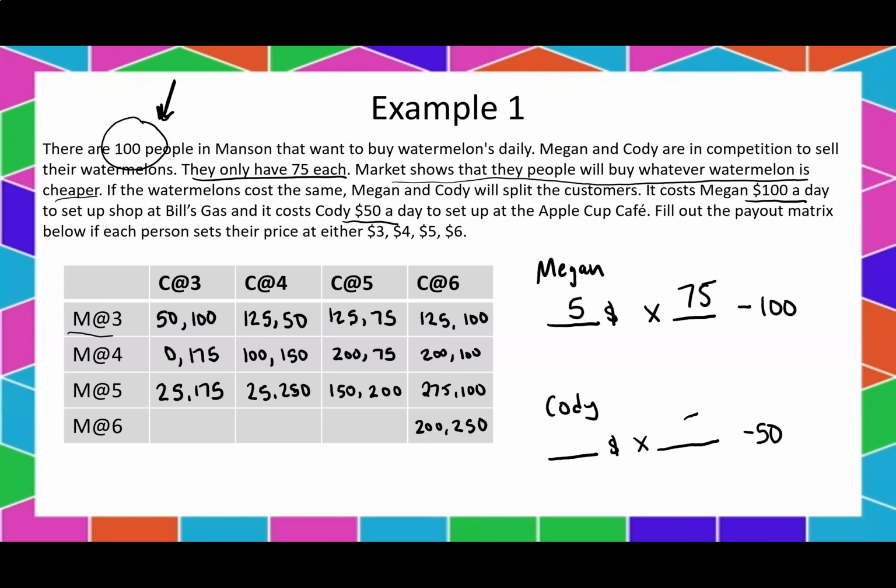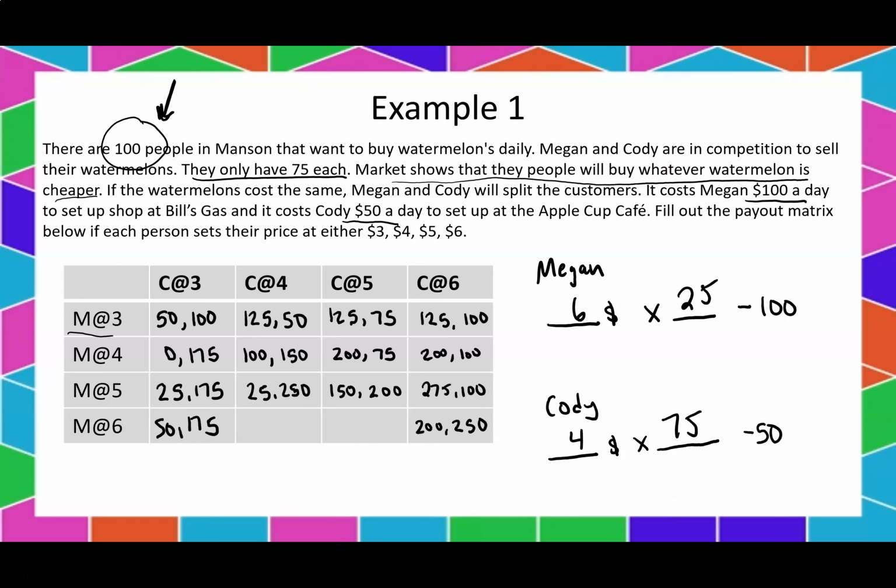Almost done, folks. Stay with me. All right, last one here in this row, we've got Megan at 6, Cody at $3. We're talking about this one right here, which means that Megan's going to get only 25 customers because she's expensive, and Cody gets 75 customers. Doing that math, I'm left with 50, 175. Okay, next up, Megan's still at 6, and Cody's now at 4.